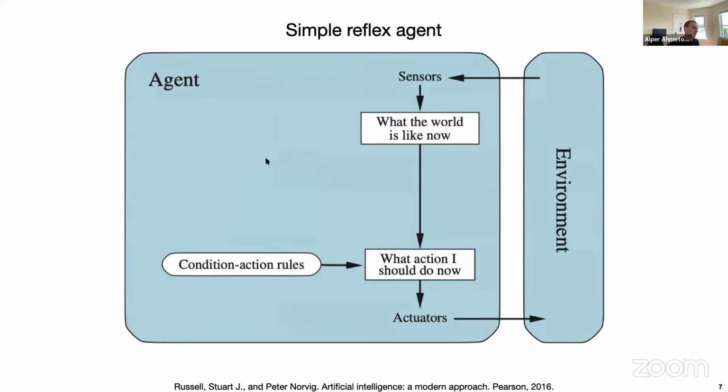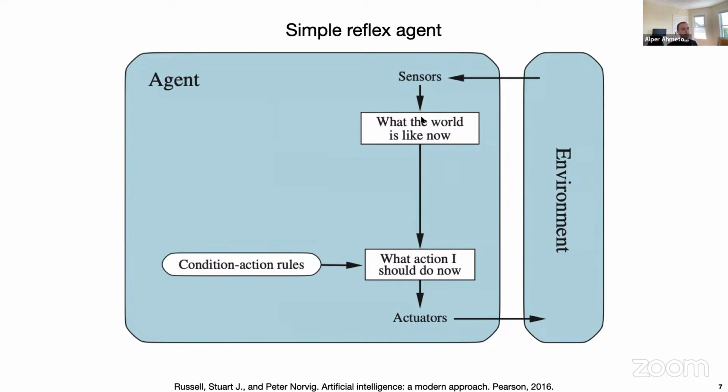But this is, by the way, from the book of Stuart Russell and Peter Norvig, Artificial Intelligence: A Modern Approach. It's a very good book. I can suggest that you take a look. And this book starts from this one and shows what a simple reflex agent can do. A simple model of an agent can be something like this.